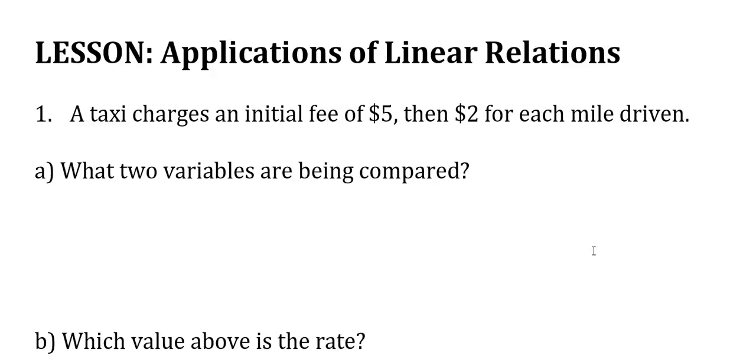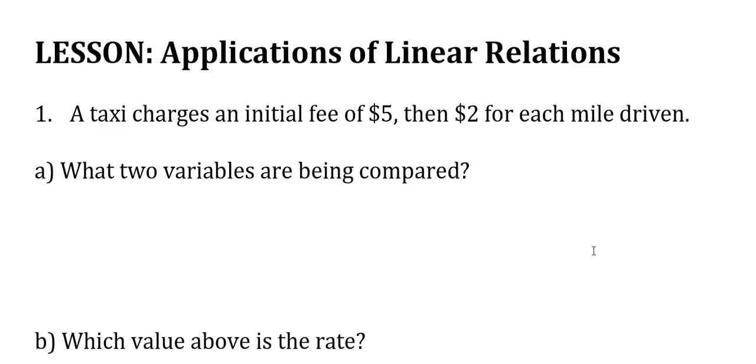Very good. So I think what Savannah's saying is this looks like a linear relation. Did anybody else think that? I mean, obviously we're doing that and it says applications of linear relations up there, but do you recognize it? Where does it start and what's the change? There's your initial fee, $2 per mile for each mile. There's your change. Okay, very good.